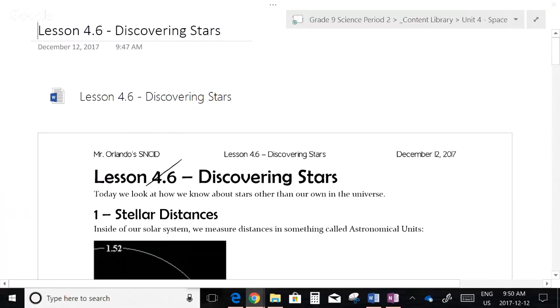Okay, so today I want to talk about that next level of discovery, which is we've talked about a brief history of looking at our star, looking at the planets in our solar system, and today, yes.